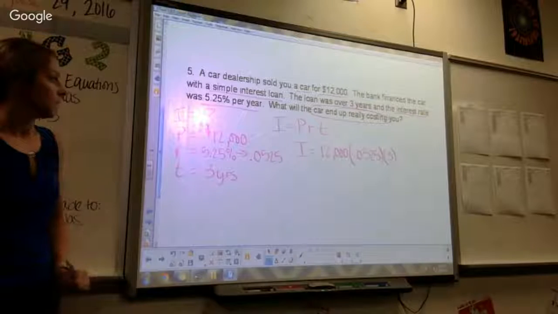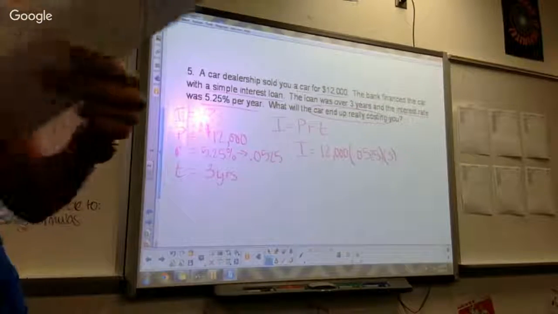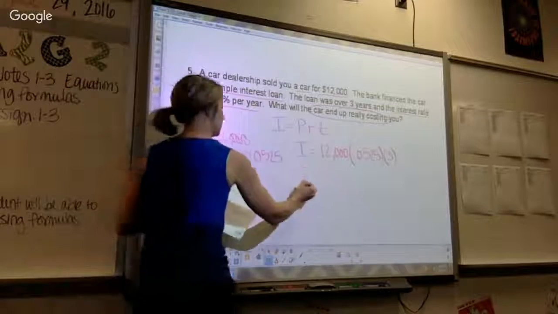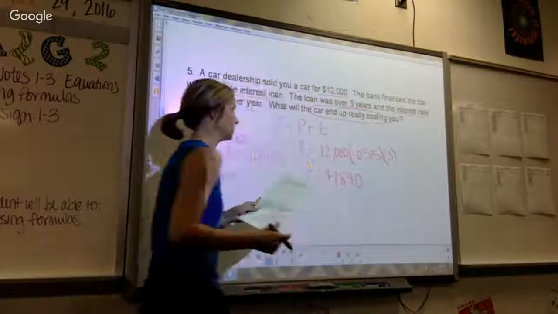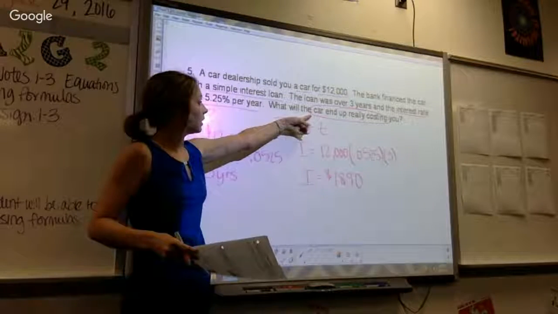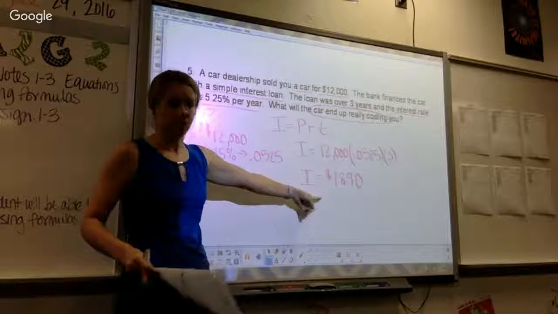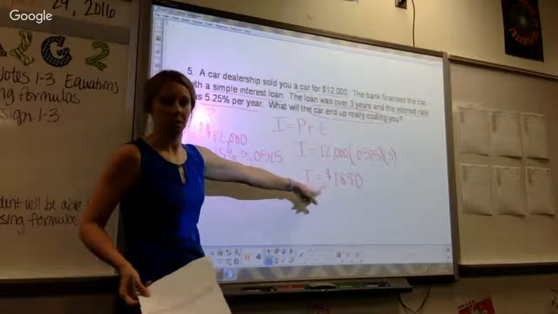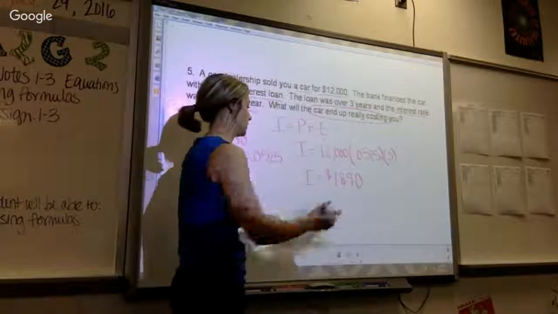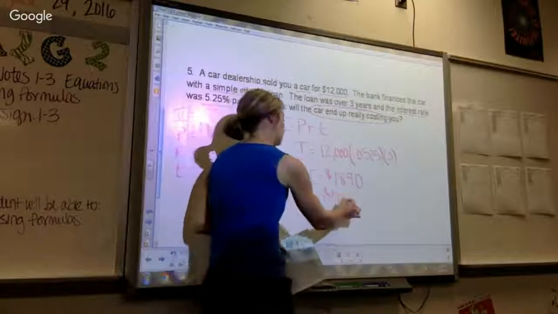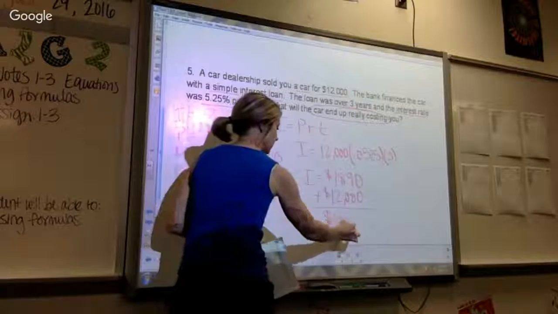Okay, so multiplying all that together, you should end up getting $1,890. Now, looking back at what we circled, we were wanting to find how much the car was going to really cost us. The car is not going to cost $1,890. That's how much interest we're going to pay. So we would have to add that back to the starting price of the car. So the total amount you would pay is $13,890.